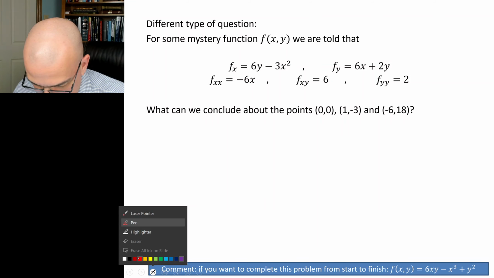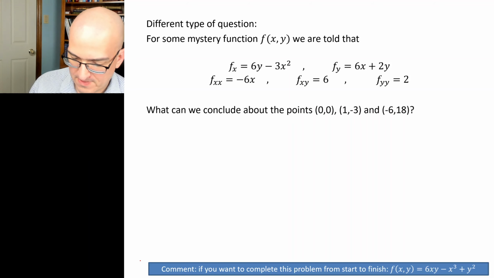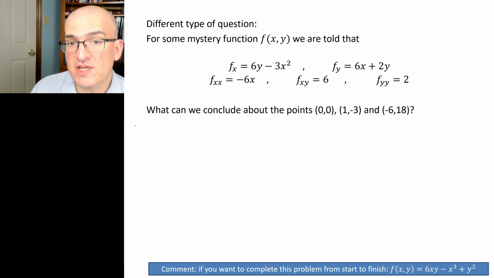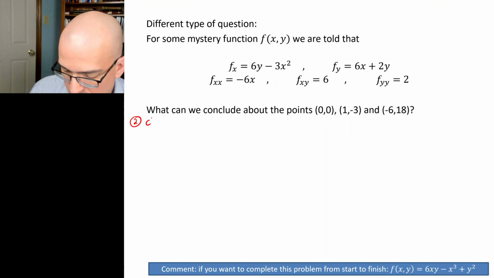Okay, so we are skipping step 1, taking the first derivatives, because they're given. We're skipping step 2, which is finding the critical points by setting the first derivatives to 0. Instead, we're going to check each critical point. So it's kind of step 2. We're going to check each point to make sure it is critical.